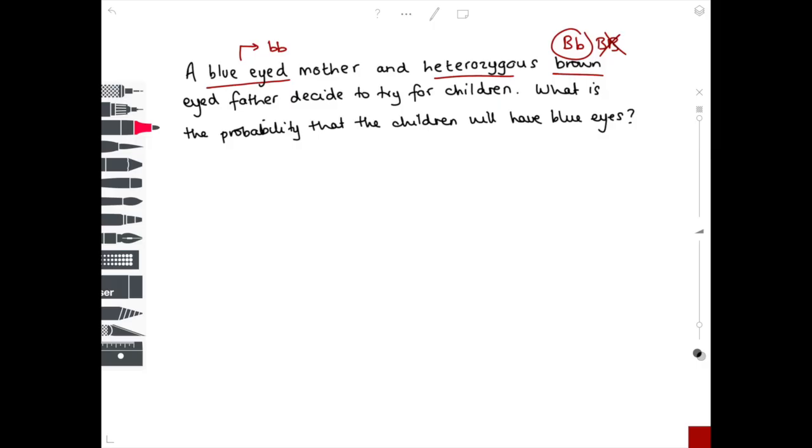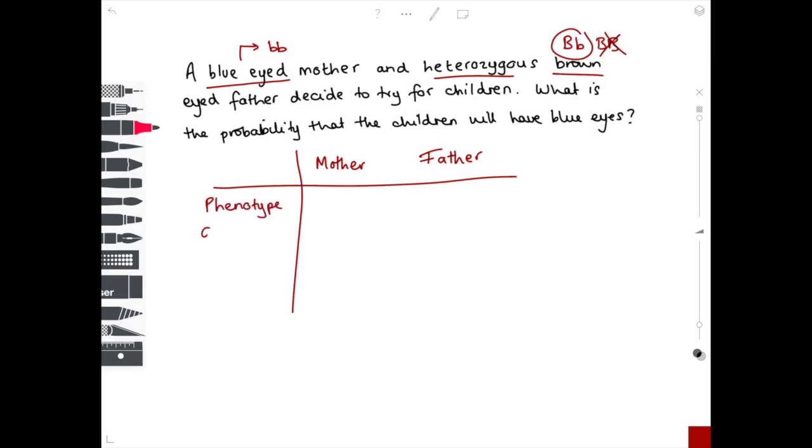This is the method you should always use. So start by writing mother and father at the top. And we know how much I love tables. So you're going to write in your table phenotype, genotype, and lastly gametes. Remember these are sperm and eggs.